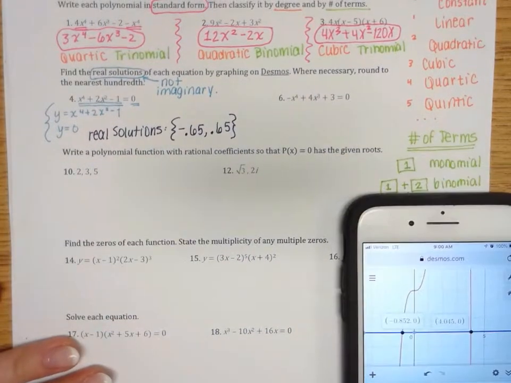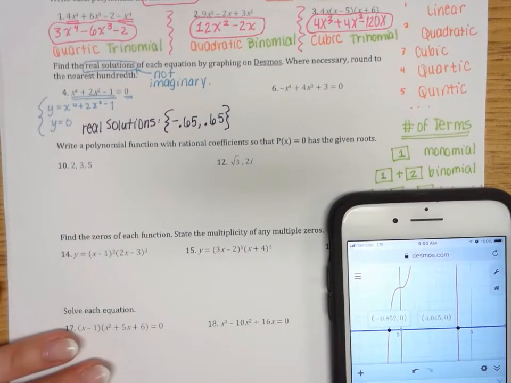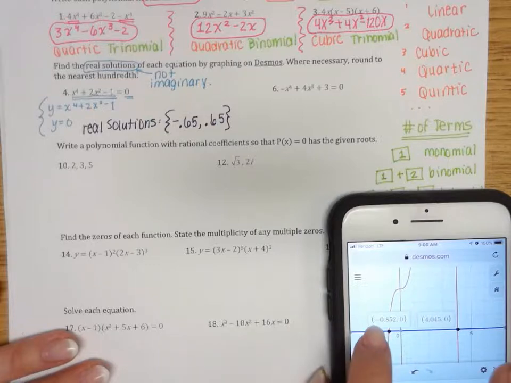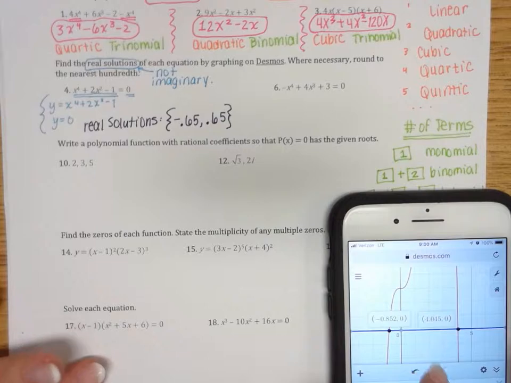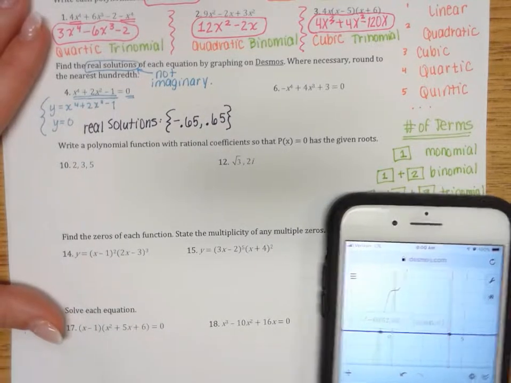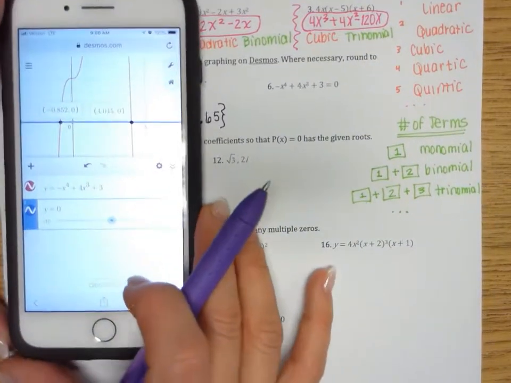But what our answer is going to be, if I just move into a little bit better lighting, what do we see there? We have negative 0.85, make sure you round, and negative 4.05. Okay, so writing out my solutions, moving that over again.